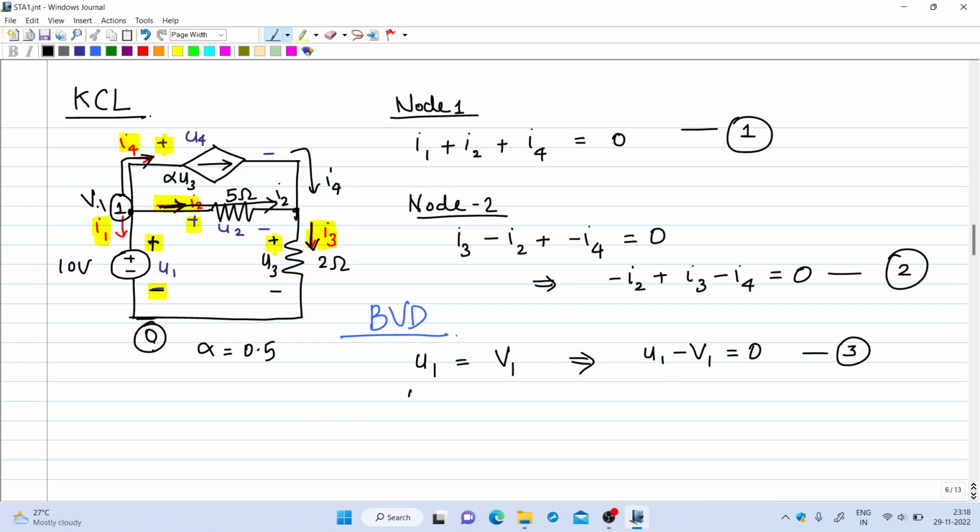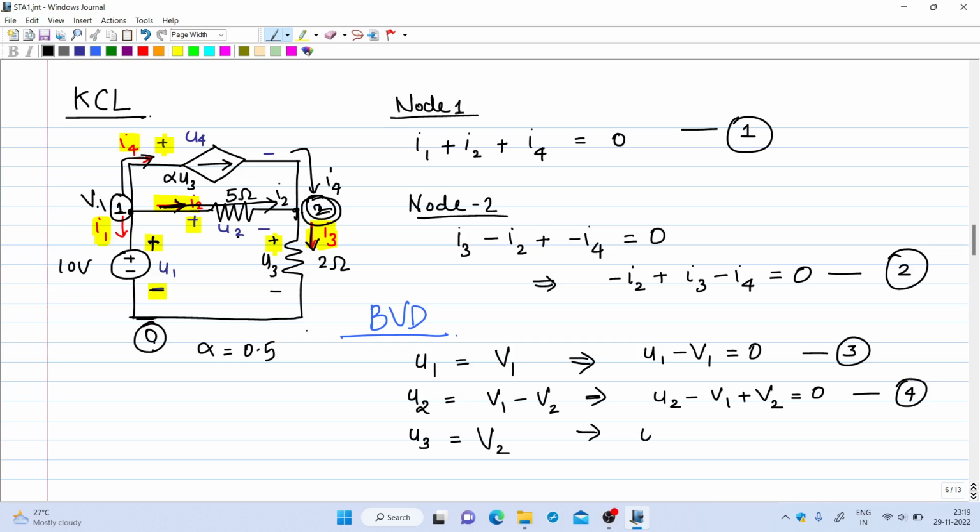The second branch voltage is U2. You can see U2 is connected between node 1 and node 2, so it will be V1 minus V2. The branch voltage definition equation is U2 minus V1 plus V2 equal to 0. This is the fourth equation. Then coming to the third branch, U3 is equal to V2, because the third branch is between node 2 and the reference node. So U3 minus V2 equal to 0. That is our fifth equation.